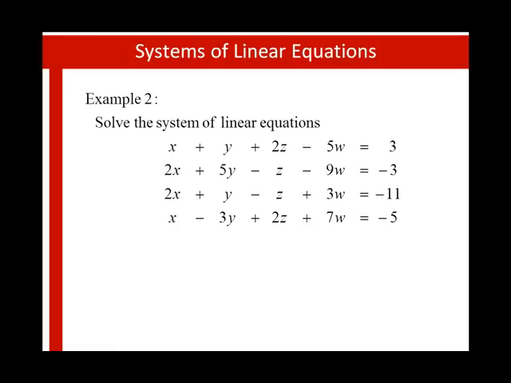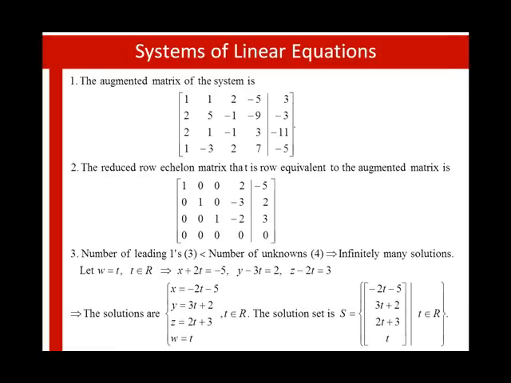Another example. This system has four rows, or four equations, and four variables. Then it's a 4x4 system. As usual, we write the system as an augmented matrix: 1, 1, 2, -5; 2, 5, -1, -9; 2, 1, -1, 3; 1, -3, 2, 7. And on the right hand side we have 3, -3, -11, -5.